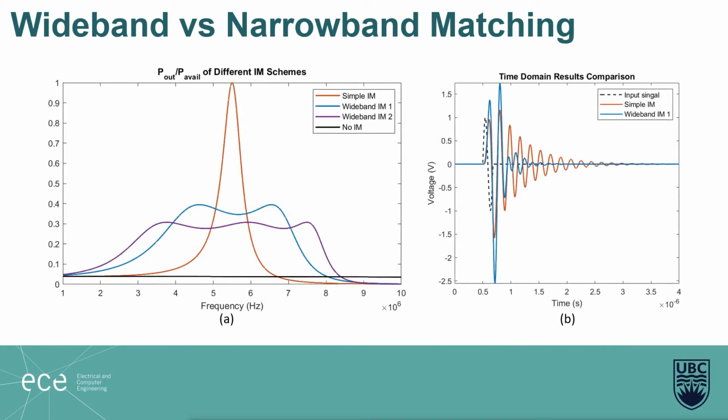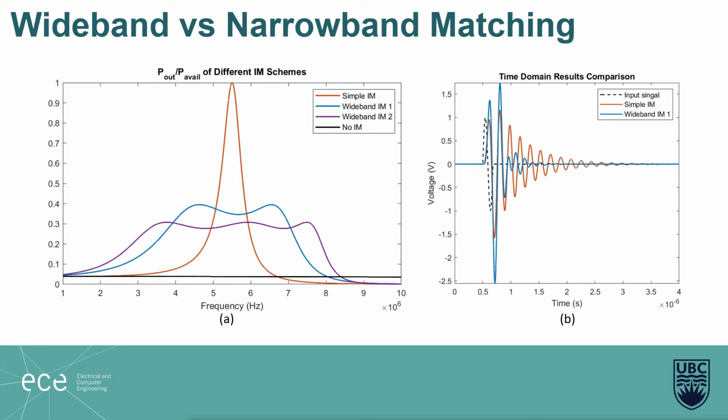When we look at the frequency spectrum of different matching schemes, there is a difference in maximum power delivered at a single frequency between simple matching in orange and our matching in blue. However, because we are covering a wider spectrum, we get better response in a single amplitude and shorter ringing time, resulting in a sharper image.